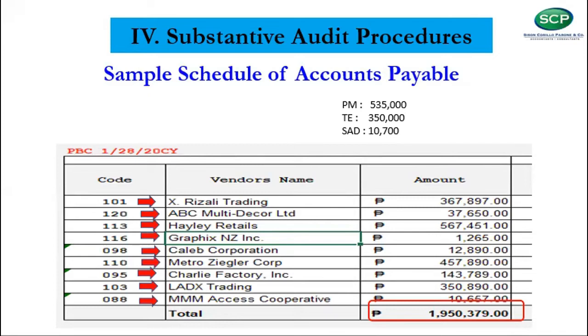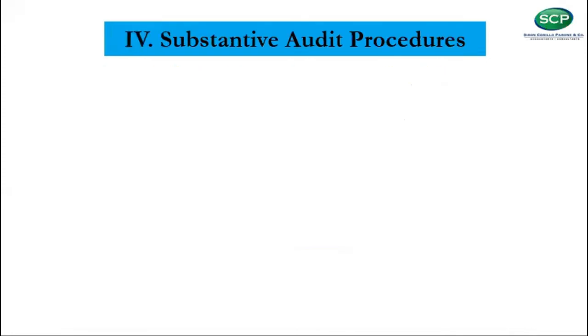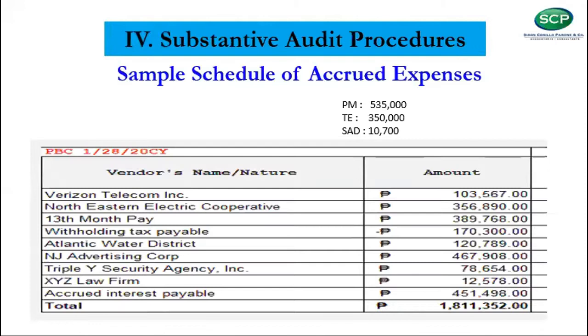For accrued expenses, so this is for accounts payable or the trade payables schedule. For accrued expenses, here's a sample schedule totaling 1,811,352 pesos. So same PM, PE, and SAD. Similar to accounts payable, the schedule of accrued expenses would usually contain a lot more items than what the schedule here presented. However, again, for purposes of this training, we will assume only that the client has these accrued expenses as of December 31, 20 CY.